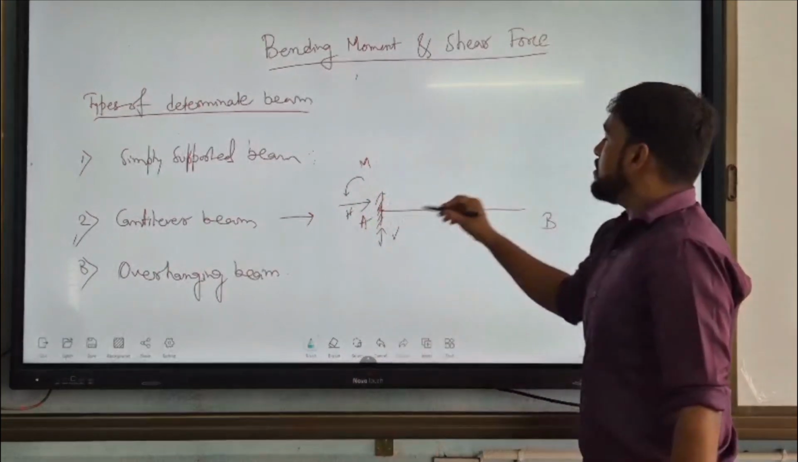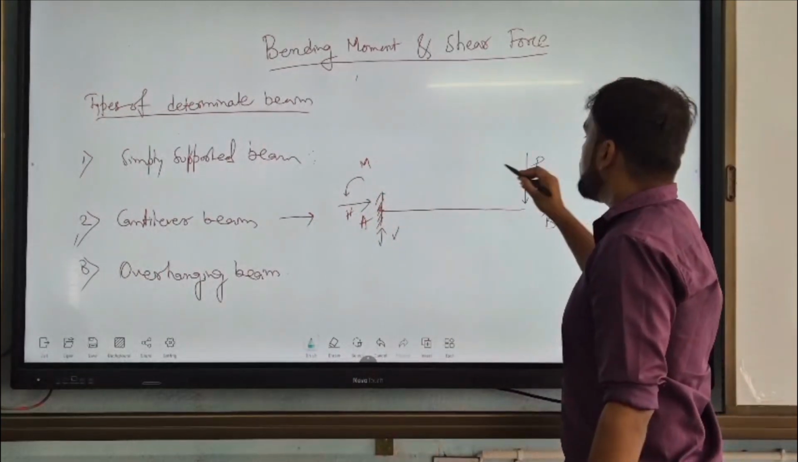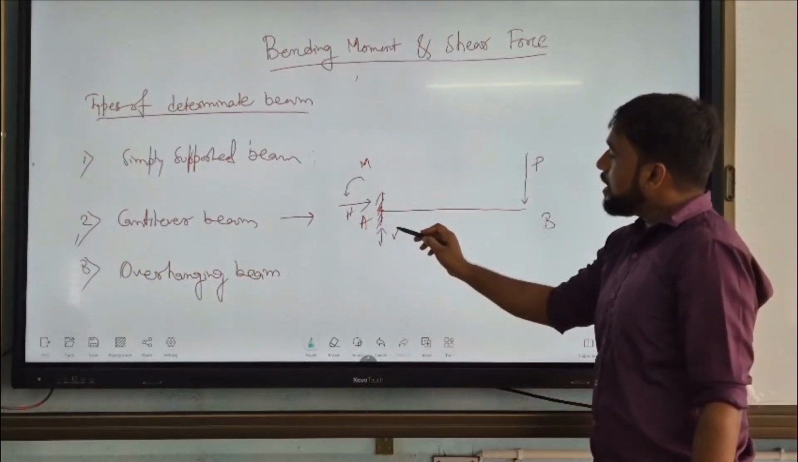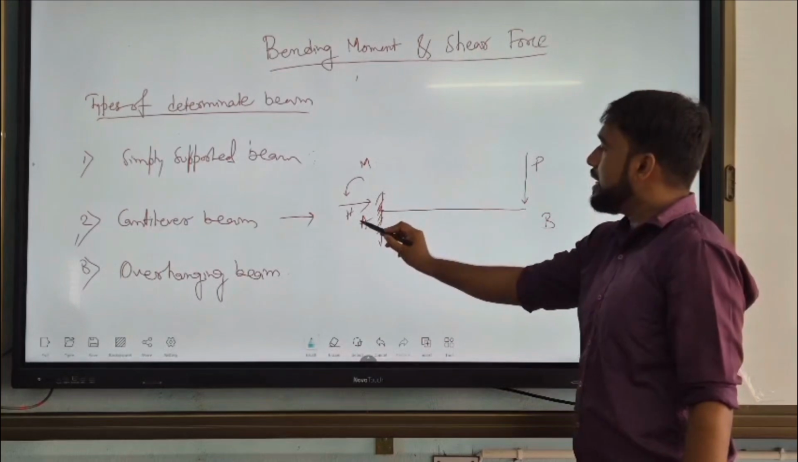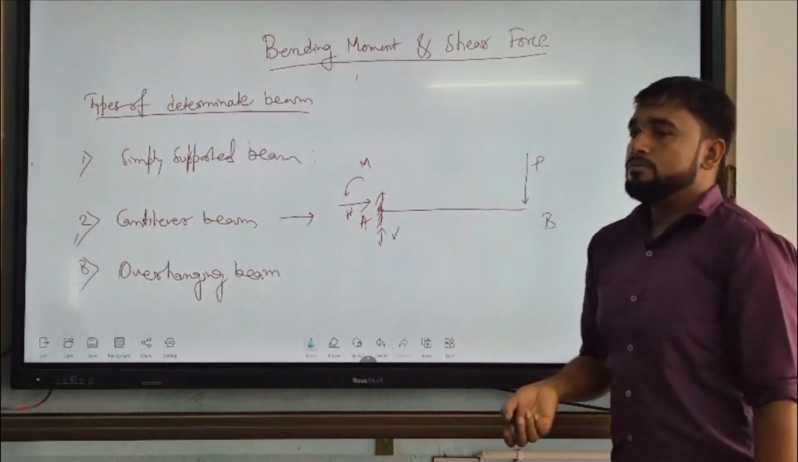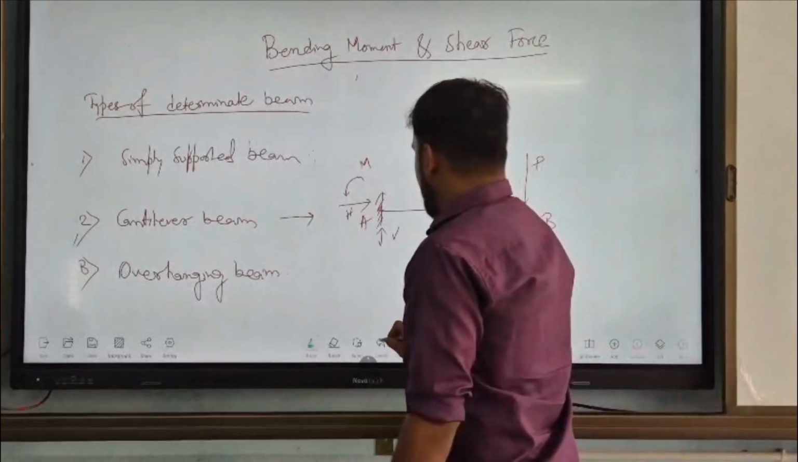So here the unknown support reactions, with the point load at the free end. So how many unknowns are there? Three unknowns, three support reactions V, H and M, and three equations. So it is also a determinate beam.